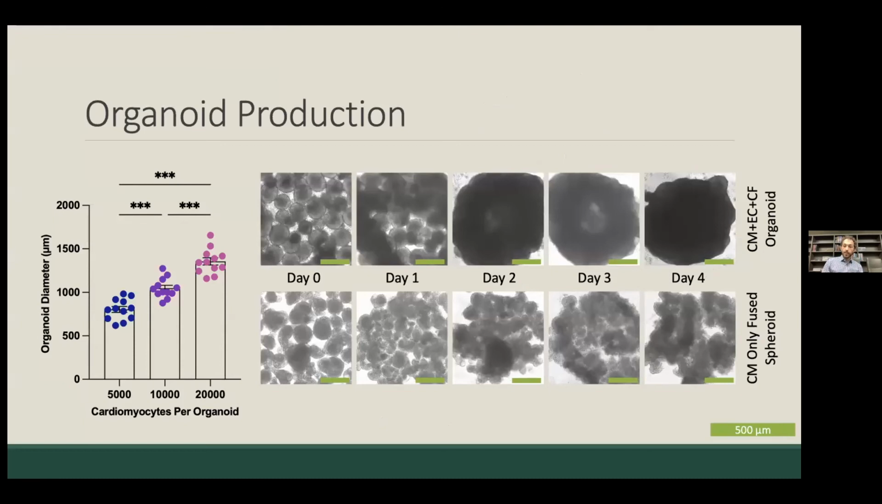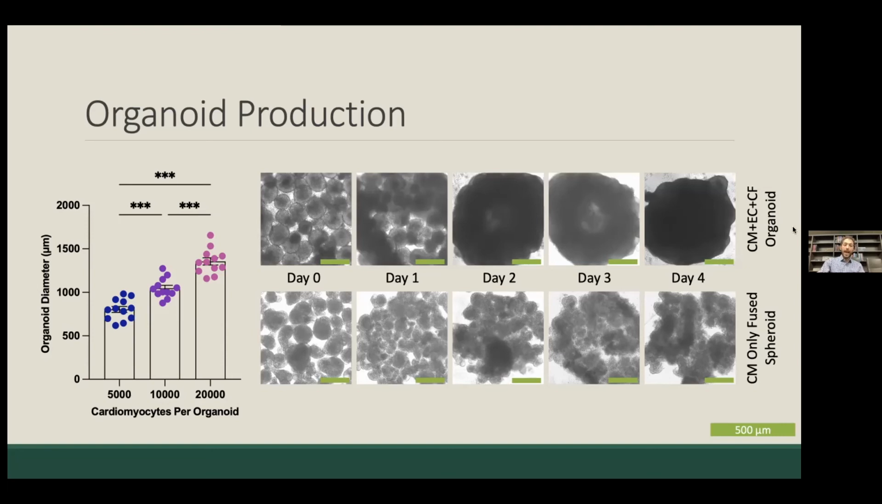So this is the initial work that I was talking about. We looked at multiple numbers of cardiomyocytes per organoid. And I will say that the standardization between the different conditions is actually the cardiomyocyte number. So the ratio of endothelial cells and fibroblasts stays the same, but we use the same number of cardiomyocytes, whether there's cardiomyocytes only or cardiomyocytes plus the other cell types.